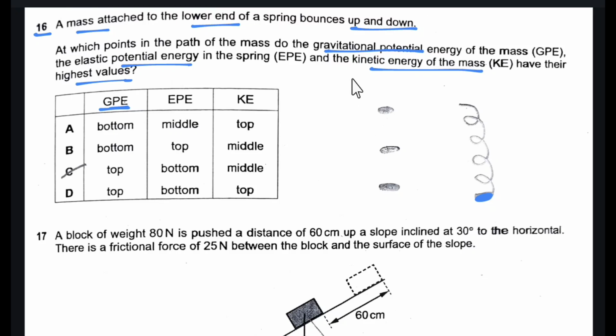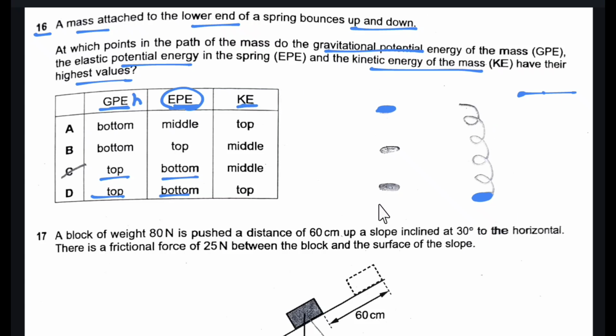So we know the gravitational potential energy is equal to mass times gravitational field strength times height. That means at the topmost point, it has the highest gravitational potential energy. Then if we consider elastic potential energy, since the spring is stretching, as long as it is stretched from its initial position, it has more elastic potential energy. So at the bottom point, it has the most elastic potential energy since its extension is greater. Then at which point is the kinetic energy highest?